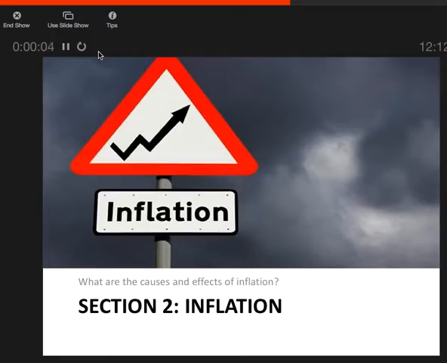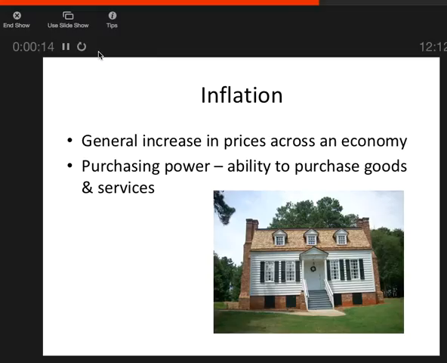In Chapter 13, Section 2 is about inflation. So this is our second economic challenge that we'll be looking at in this chapter. What are the causes and effects of inflation? Well, what is inflation to start with? It is a general increase in prices across the economy.